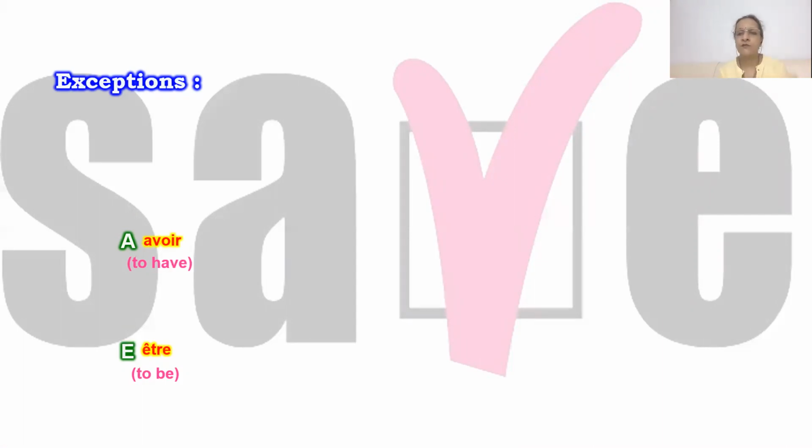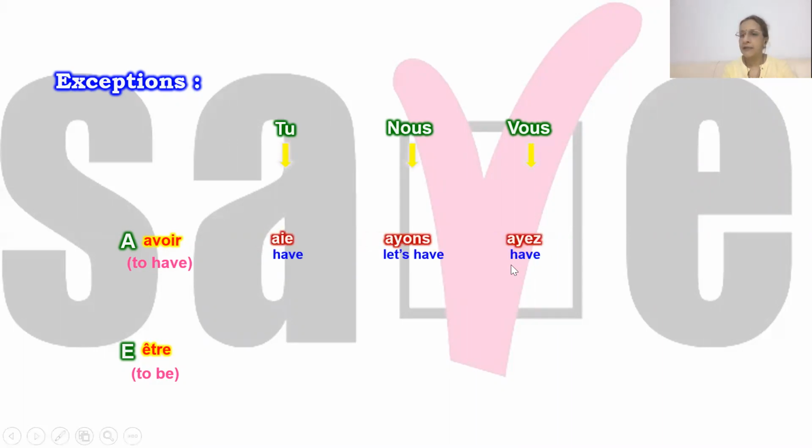You have learned two irregular verbs, the first two verbs which you have learned, être and avoir. Now, what is the present tense conjugation of the avoir verb in the tu form, nous form, and vous form? It is as, avons, and avez. But if I have to use the verb avoir in the imperative mood, I will not use as, avons, and avez.